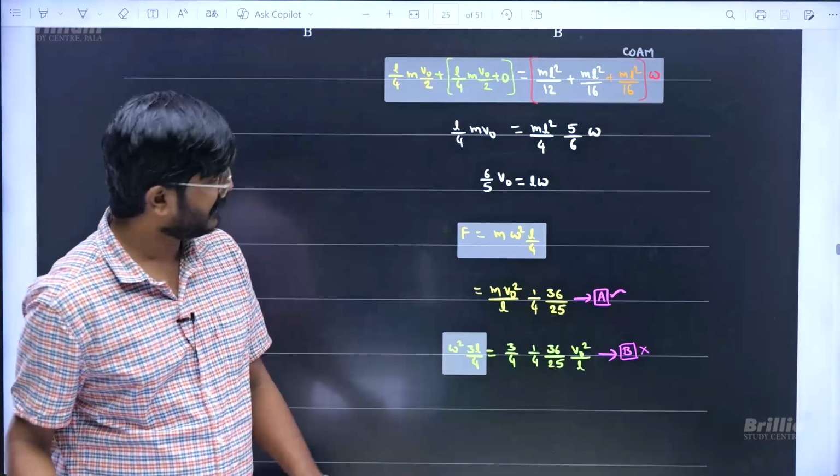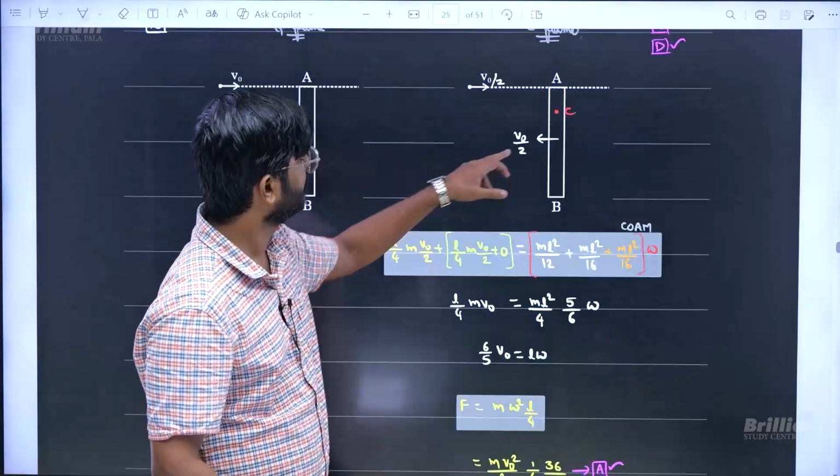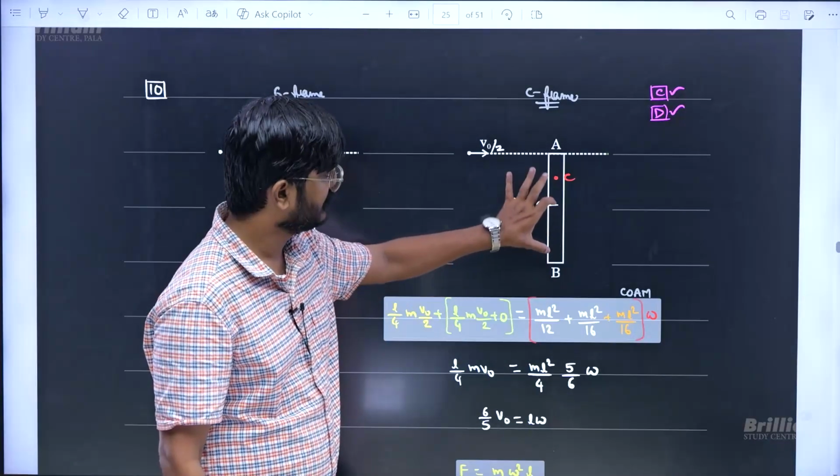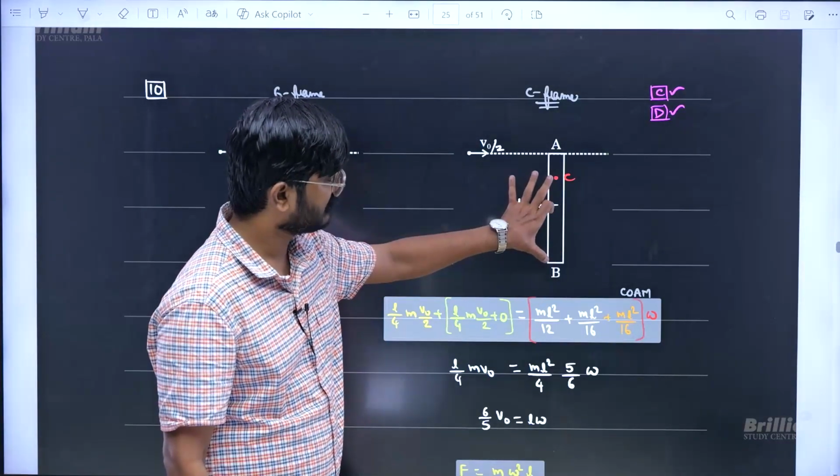Now they were asking what is the acceleration of this point. Acceleration of this point is going to be omega square, it is going to perform circular motion of radius 3L by 4.